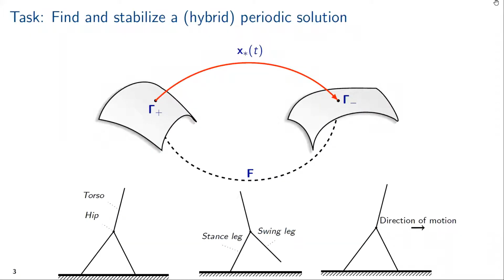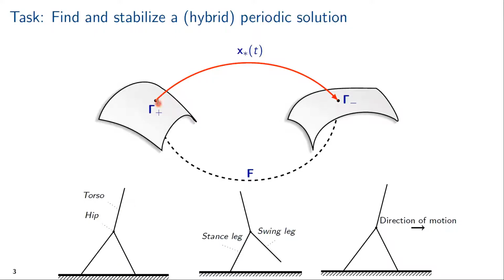So we will consider in this video the simplest type of walking gait, which is the so-called symmetric gait. And we'll consider it as the search for a so-called hybrid periodic solution. So what does that mean? Let X denote the states of the system. It consists of the joint variables which describe the pose of the robot at any given time, so where the legs and torso are, together with their velocities, or the joint velocities.